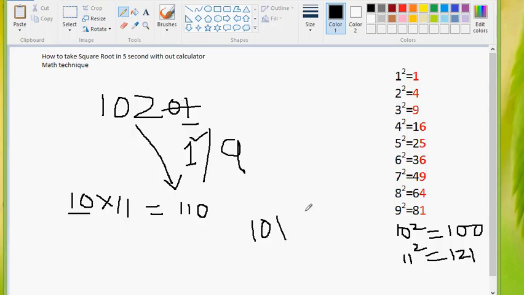So it is the technique. You can use this technique in the exam when you are not allowed to use a calculator.